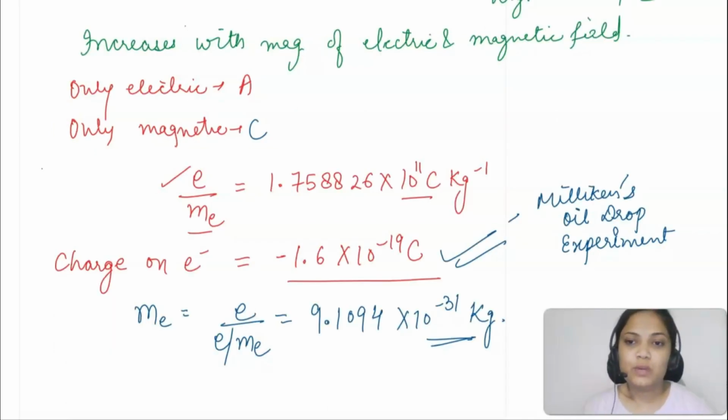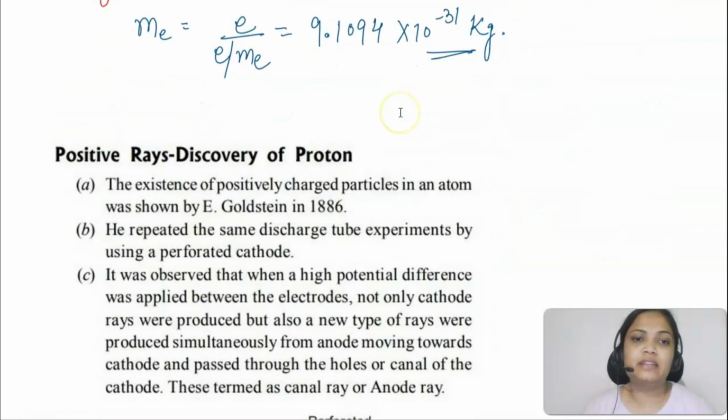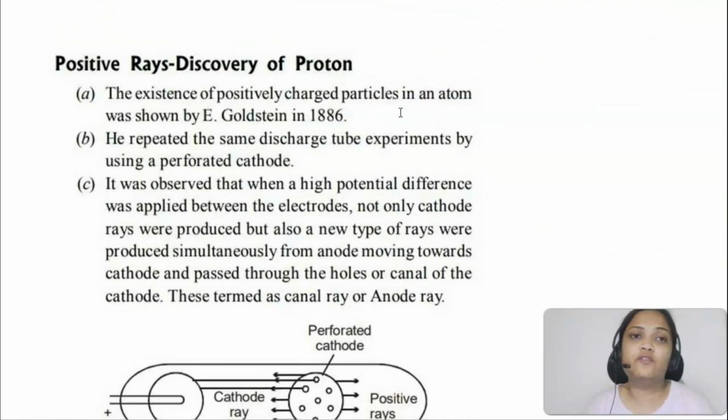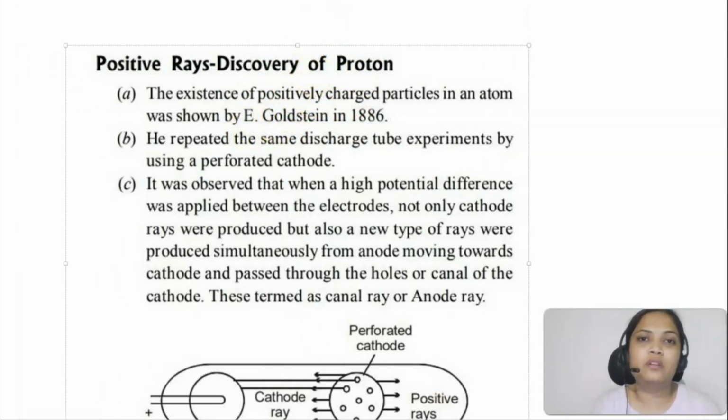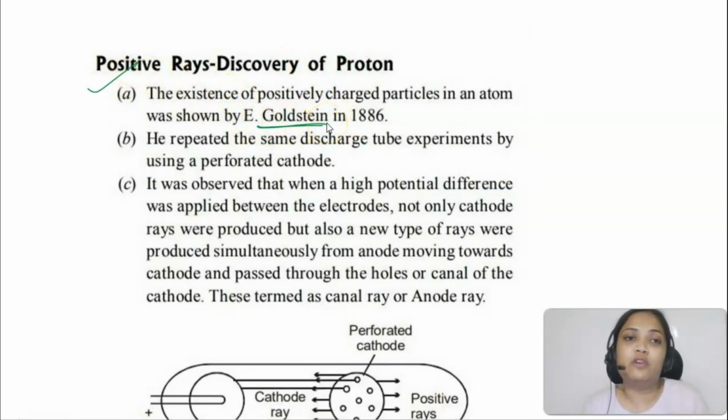So electrons were our negatively charged particles, right? Now if I talk about the discovery of protons, there was a scientist whose name was E. Goldstein. Now what did he observe? He observed, students, that in this cathode ray tube experiment, in addition to the cathode rays, there exist some positively charged rays as well.